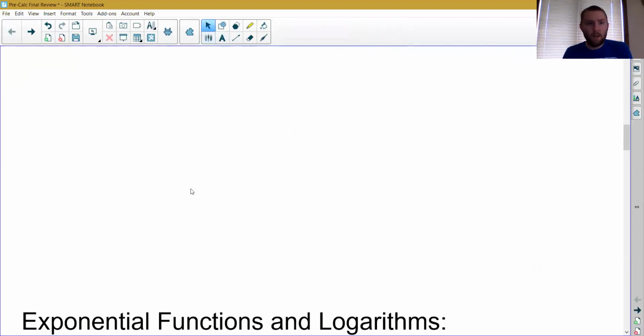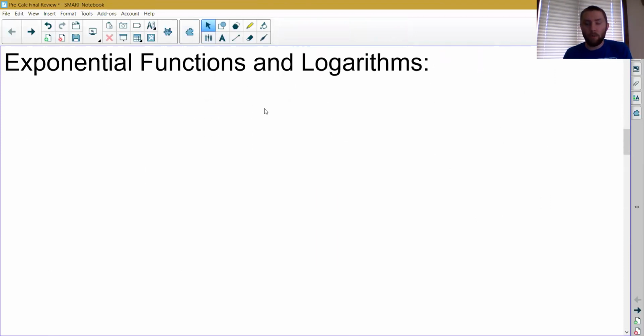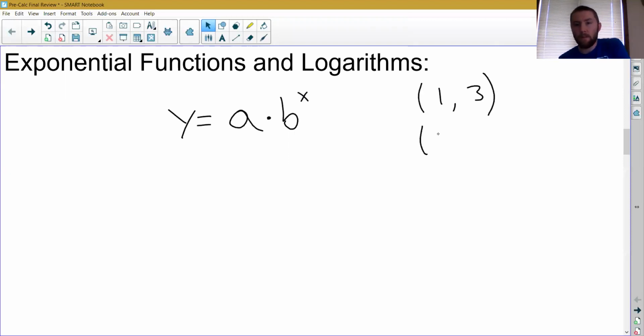Chapter 3 was about exponential functions and logarithms. Okay, so we talked about exponentials and logarithms, where we were sort of investigating exponentials that look like this. Y equals a times b to the x. We talked about how we can take coordinate points, something like this, and how we can write an exponential function that goes between this point and this point, right, by just plugging x and y in and solving.